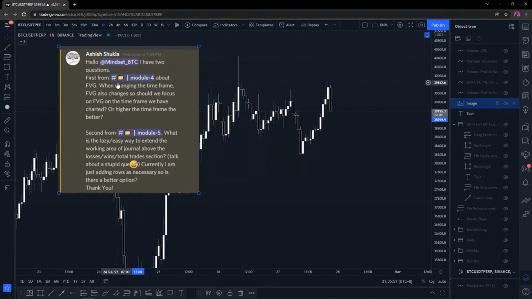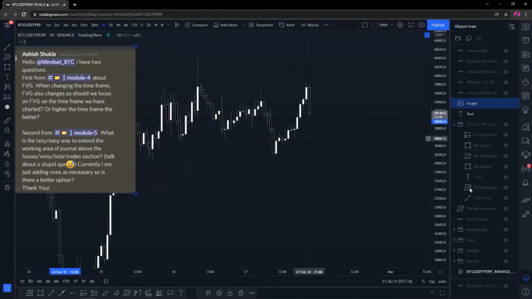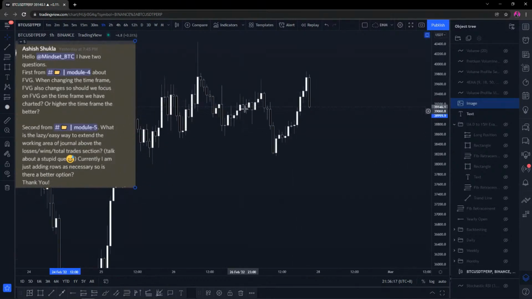So hello Mindset, I have 2 questions. First, from module 4 about fair value gaps. When changing the time frame, fair value gap also changes. So should we focus on fair value gap on the time frame we have charted, or higher than the time frame? Or the higher the time frame, the better? I think we've just looked at a couple of versions there where I didn't quite feel we had a fair value gap on a higher time frame, but we did on a lower one, definitely. And looking at the screen here, you can see this is the 1 hour, and there is what we call a liquidity void here, where there's continued downside that needed to be balanced out.